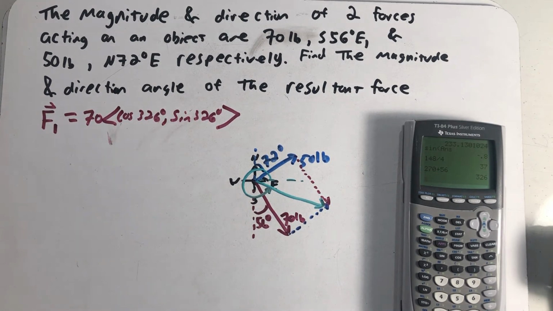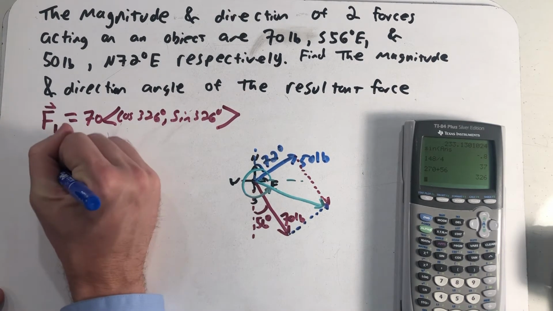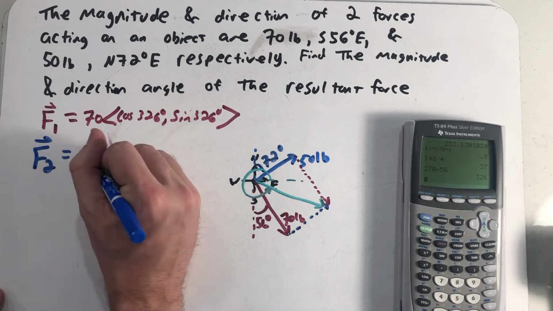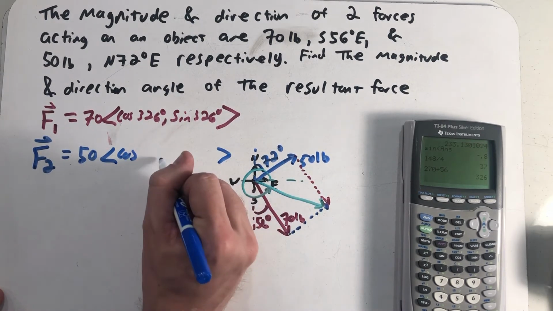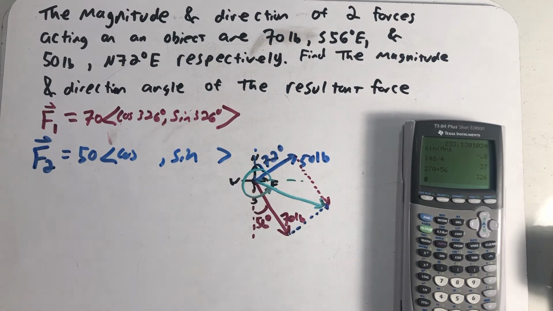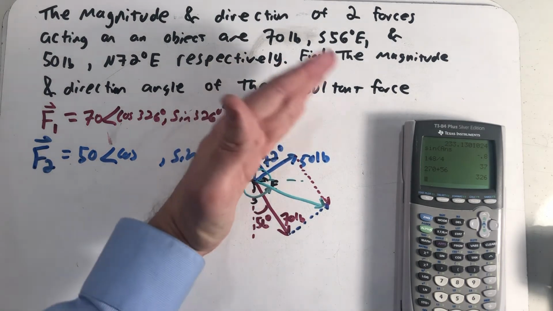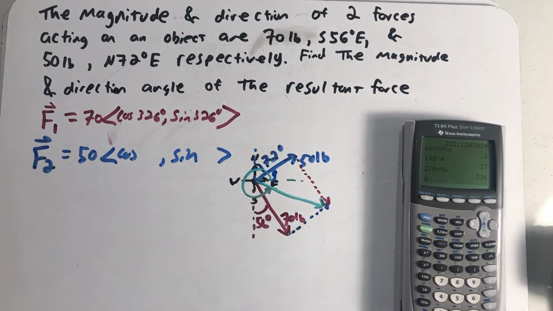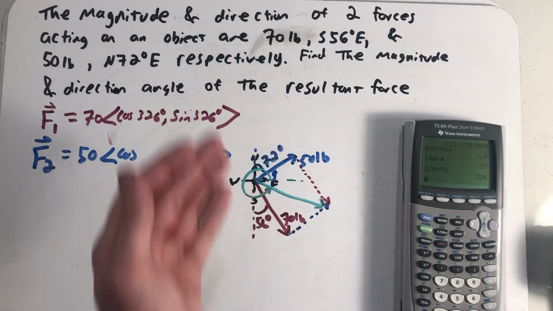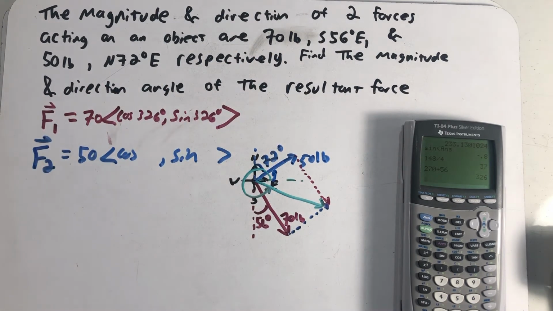I'm going to do the same thing for force number 2. That's a 50-pound force. And let's see, cosine, comma, sine here in my vector braces. That's a 72 degree angle. The angle I want to use here, the direction angle, would be an 18 degree angle, thinking about those two angles being complementary.